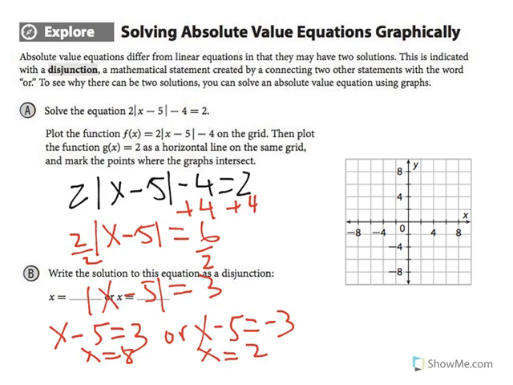We can break it into two graphs. Let y1 equal 2 times the absolute value of x minus 5, minus 4, and the other graph y2 equal 2. Let's graph y2 first; we have this graph here. Then I'm going to switch color and graph this in blue.